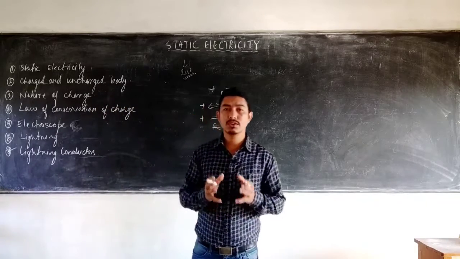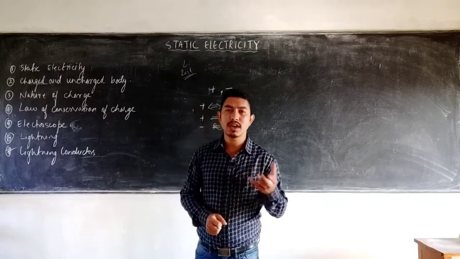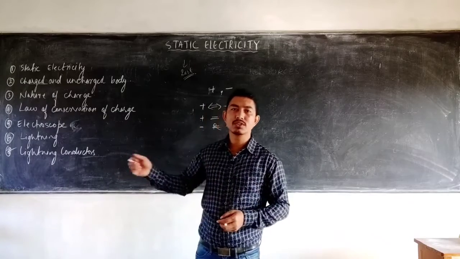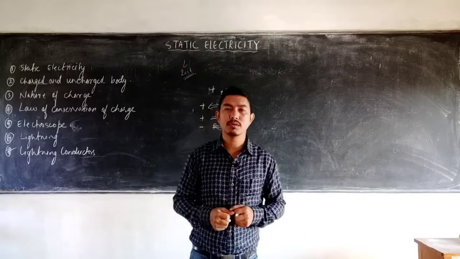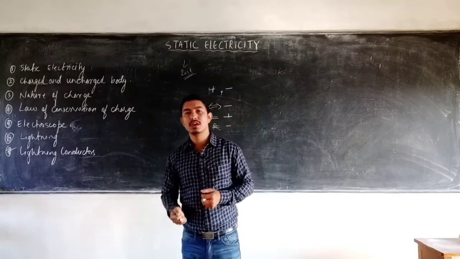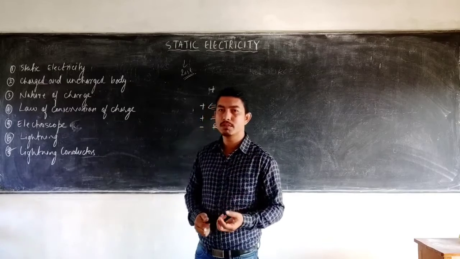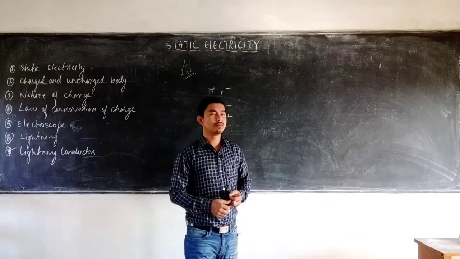The electroscope is a device that helps us know whether a given body is charged or uncharged. And if it is charged, it also helps us know which kind of charge the body possesses, whether a positive charge or a negative charge. So basically we have two kinds of electroscope. One is the pith ball electroscope, another one is the gold leaf electroscope.